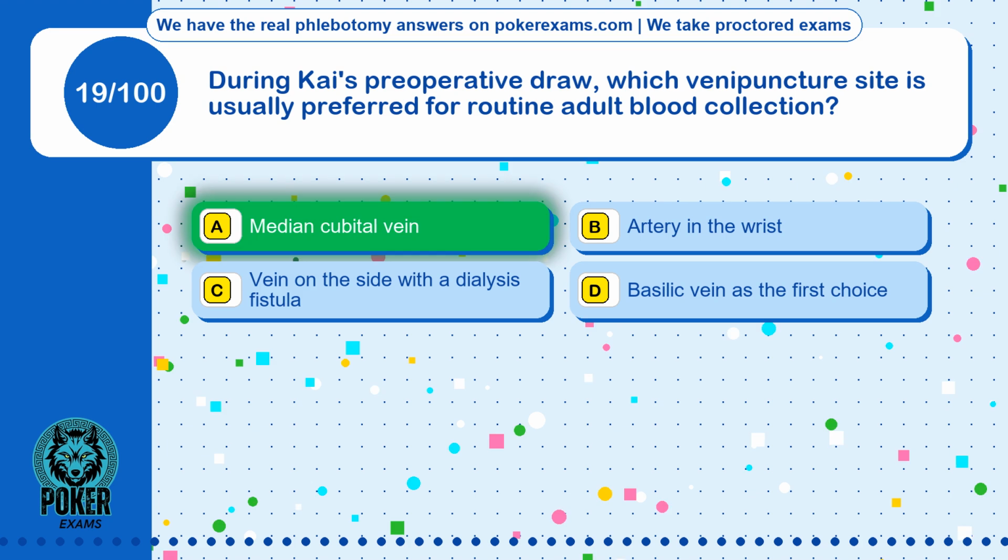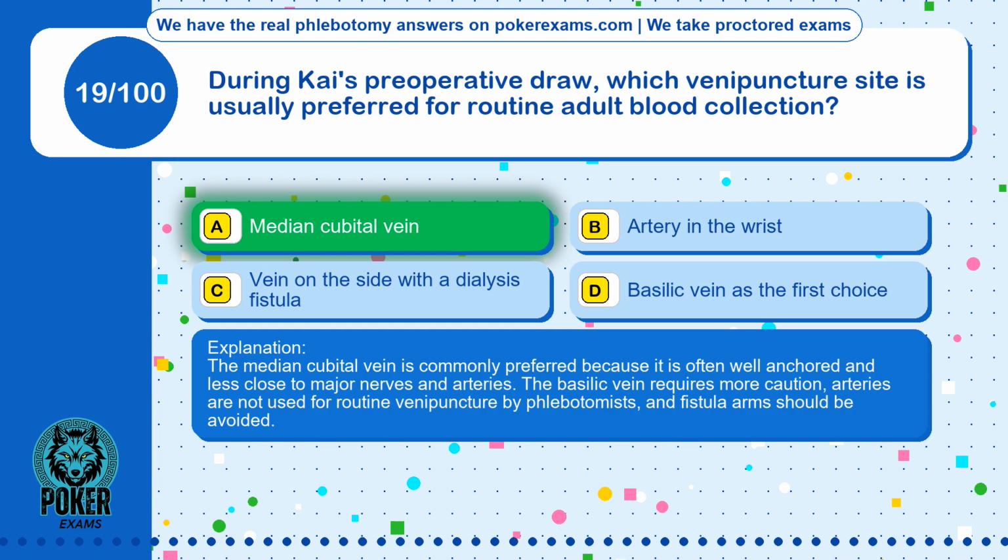The correct answer is option A. Median cubital vein. The median cubital vein is commonly preferred because it is often well anchored and less close to major nerves and arteries. The basilic vein requires more caution. Arteries are not used for routine venipuncture by phlebotomists, and fistula arms should be avoided.